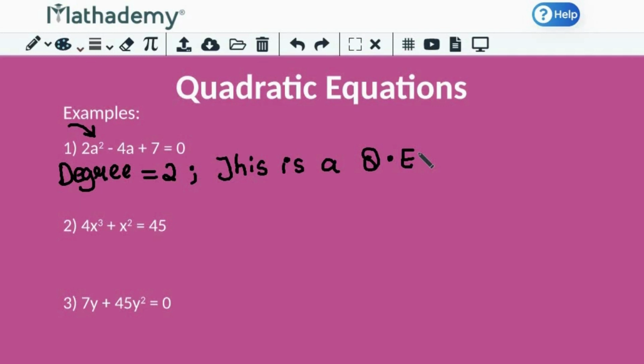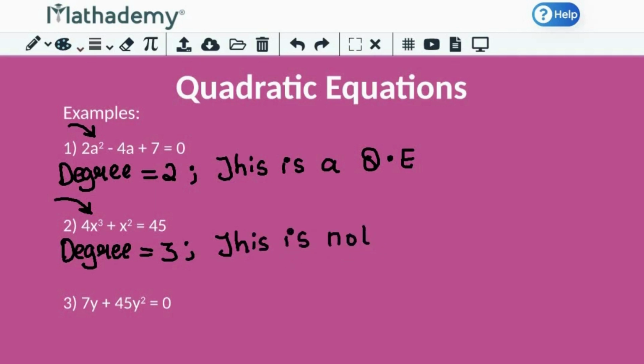In the second question, that is 4x³ + x² = 45, the highest power of the variable x is 3. And therefore, the degree of this equation becomes equal to 3. Such an equation having degree 3 is not a quadratic equation. Am I correct? It is not a quadratic equation. Moving ahead with the last example.